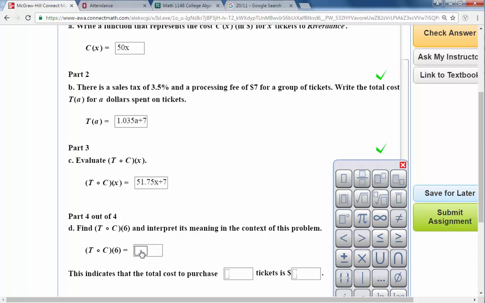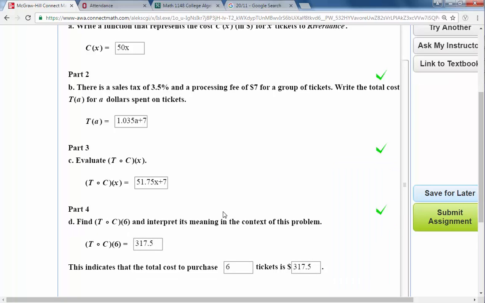$317.50? No, it has to be more than that. 17? It's $51 each times 6. Should be 300? Maybe 17. Okay, 5, that's it. So this indicates the total cost to purchase 6 tickets is $317.50. All right, there you go.